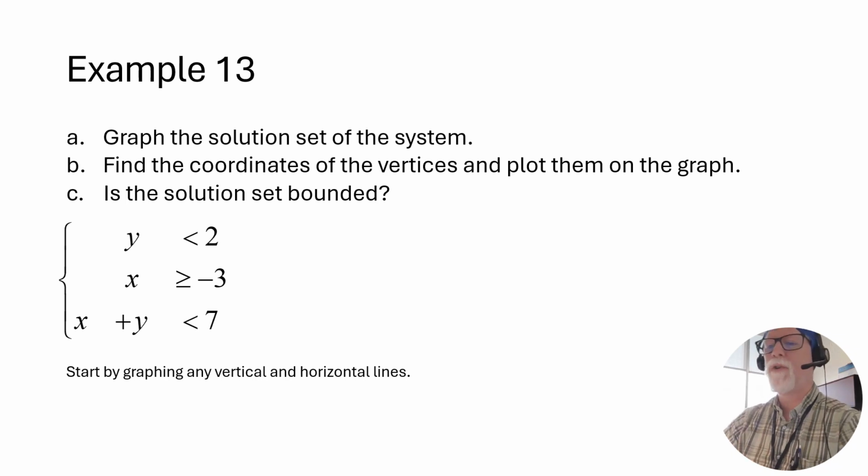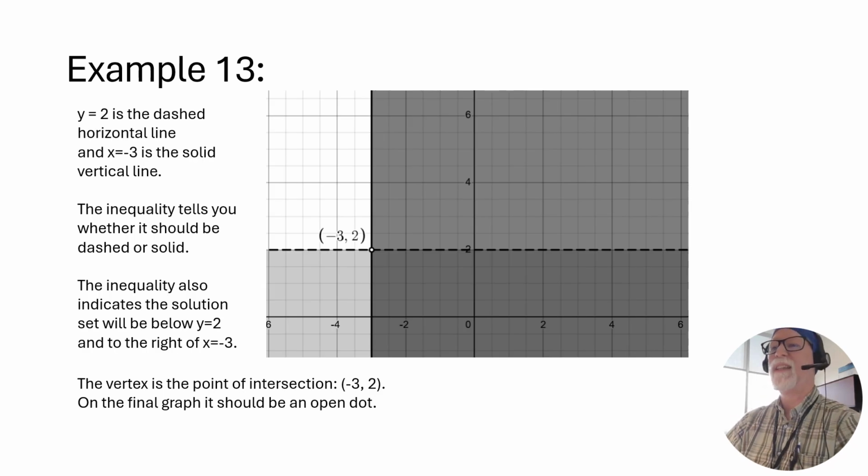So if you've got vertical horizontal lines, I think that's a good starting place. Those are easy to do. Pay attention to whether it will be equal or not equal. That's going to change the nature of the line. So the not equal to, it'll be a dashed line, and the equal to will be a solid line.